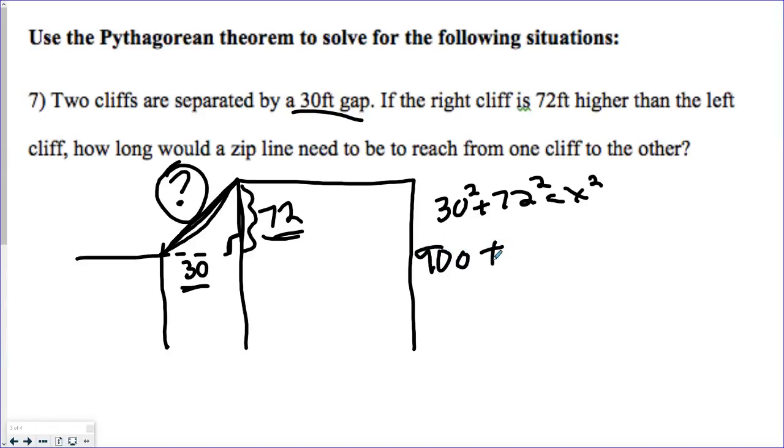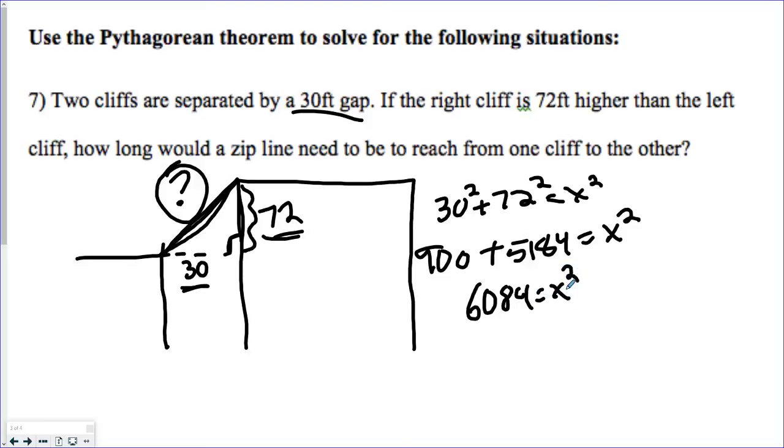Plus, and then you're going to have 72 squared, which is just 72 times 72, which is a rather big number. So 5184 equals x squared. Then you're going to add these two large numbers together, and you get 6084. So you get 6084 is equal to x squared.